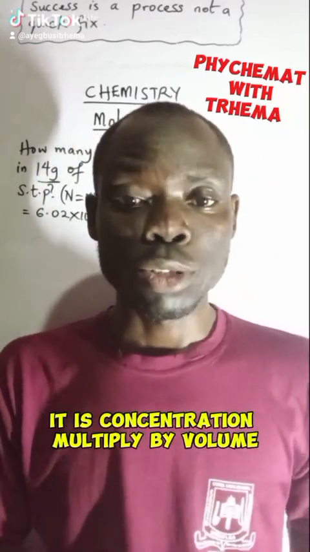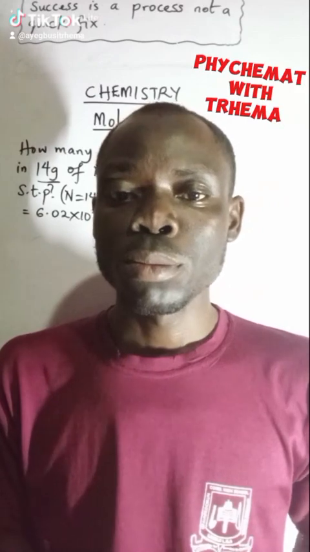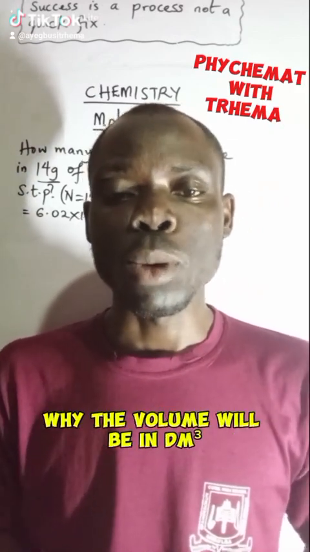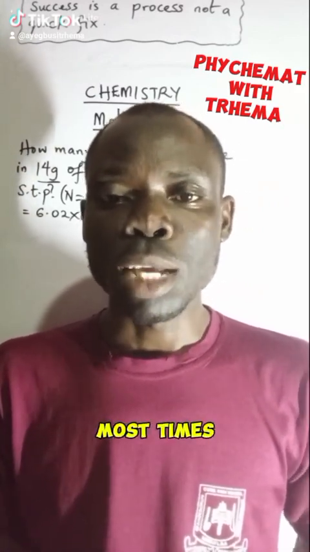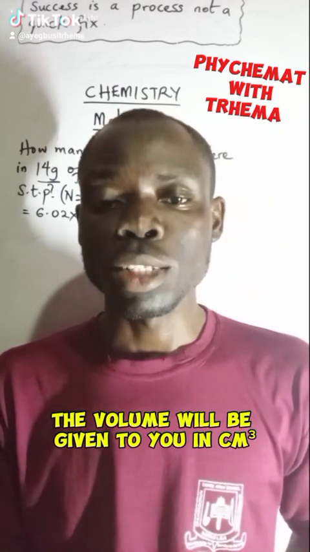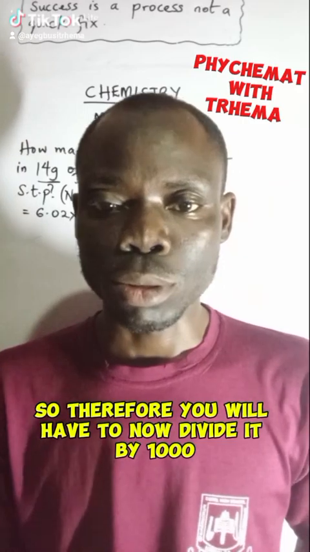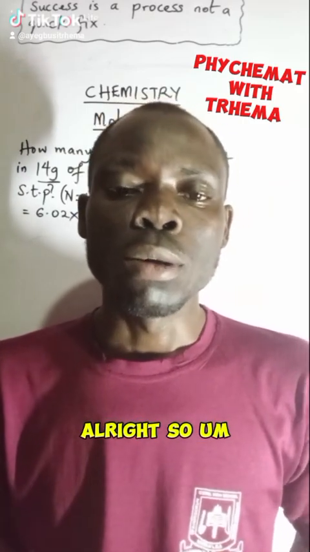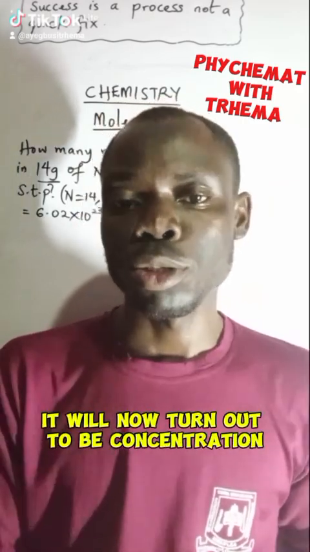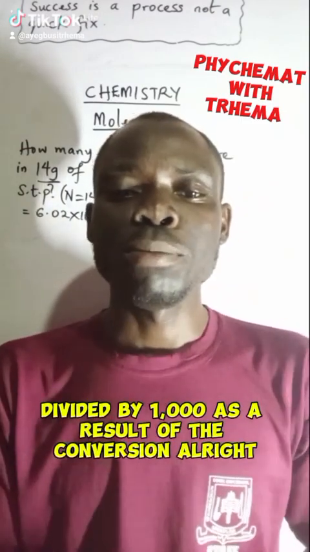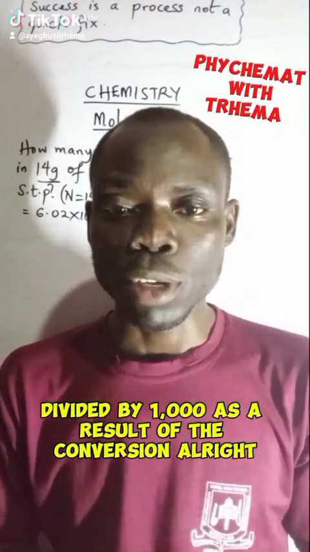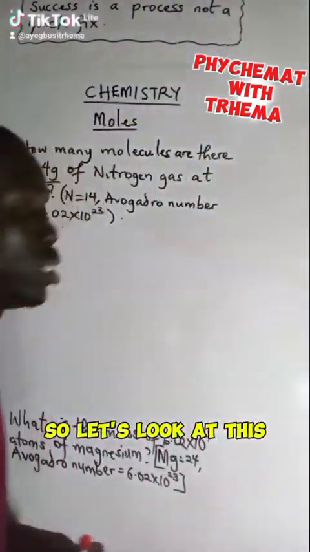There's another one I can still add: concentration multiplied by volume. The concentration will be in mole per dm cubed, while the volume will be in dm cubed. Most times the volume will be given to you in cm cubed, so you will have to divide it by 1000. So it will turn out to be concentration multiplied by volume divided by 1000, as a result of the conversion.